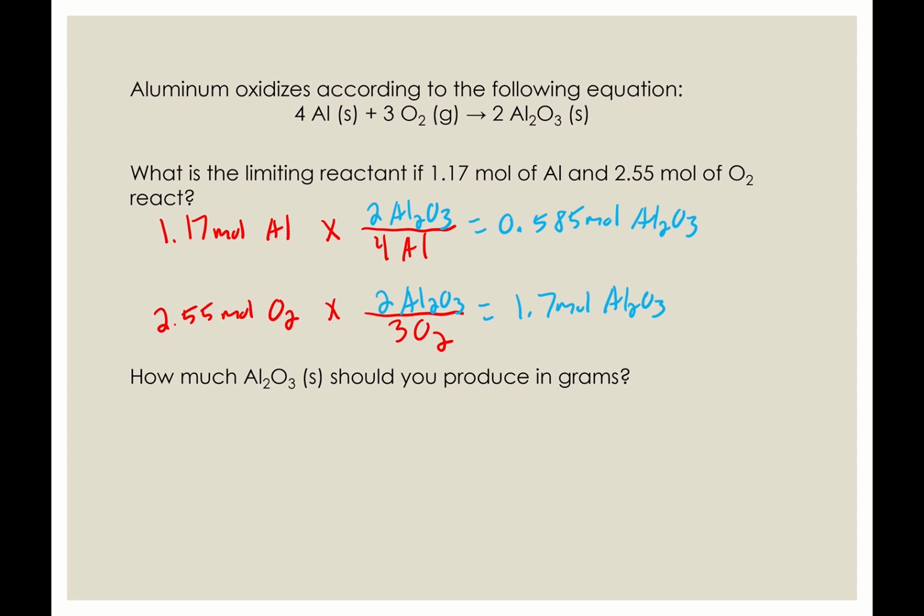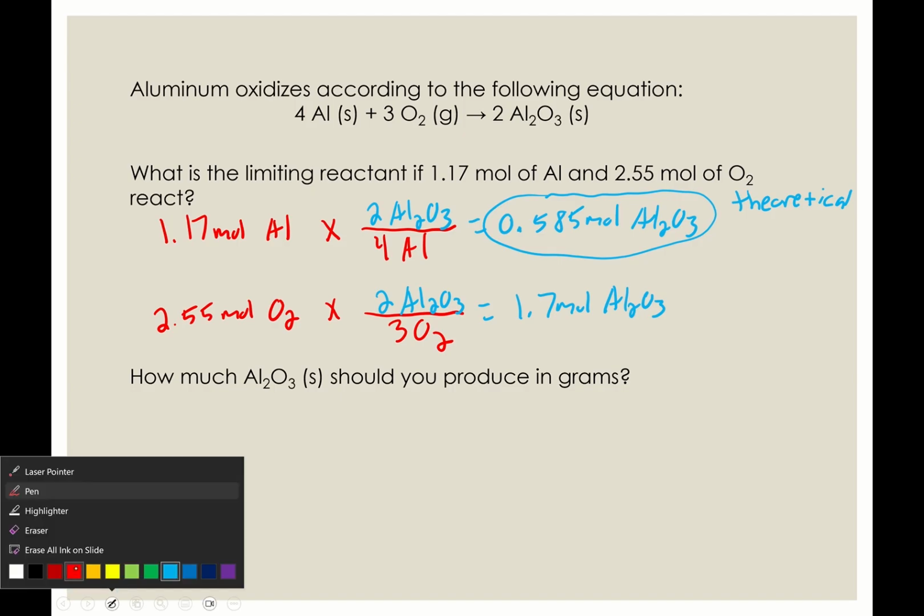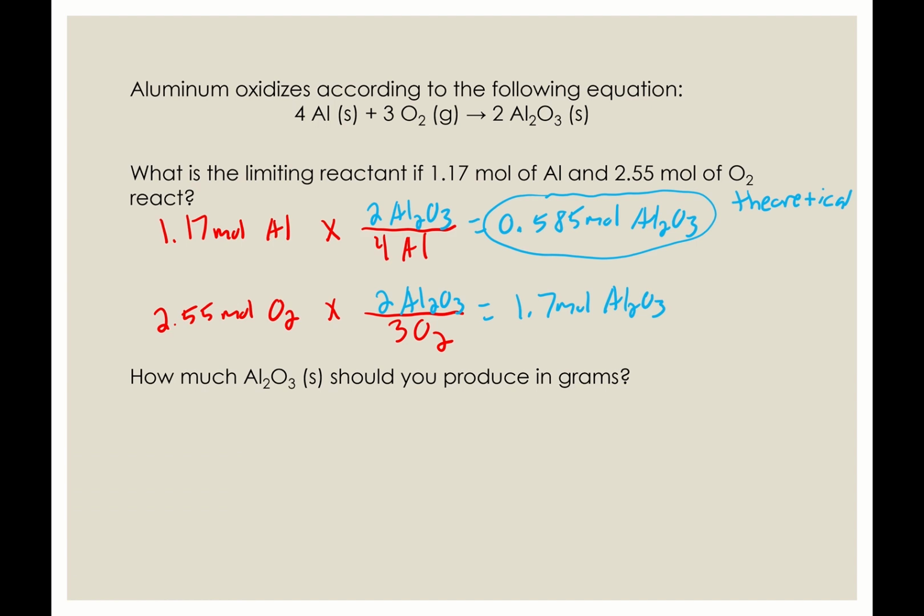So now we compare our two product quantities. The smaller quantity is the one that's possible. We call that the theoretical yield, because this is how much can actually be produced from the reaction. And the reason why I say it's the one that can actually be produced is because 1.17 moles of aluminum is how much we have. So once we've produced 0.585 moles of aluminum oxide, we have essentially run out of aluminum. So the reaction ends. This 1.7 moles of aluminum oxide actually isn't possible.